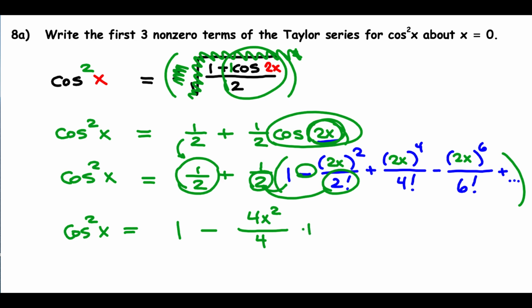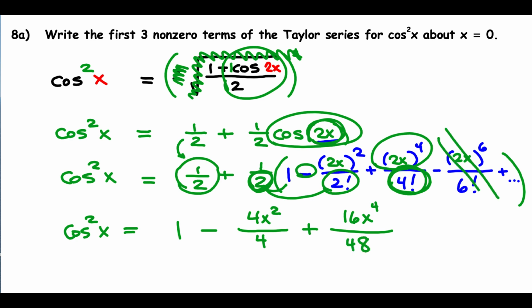Okay, plus, all right, 2x to the 4th. That's 2 to the 4th is 16. So 16x to the 4th. 4 factorial is 24, but we also have a times 2, so that's going to be 48. I don't need the 6th power because it says find the first 3 non-zero terms, and none of those are 0, thankfully. I just need to simplify a bit.